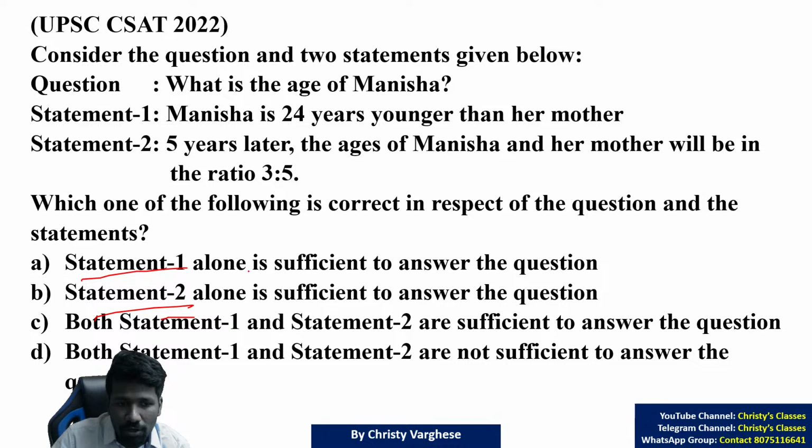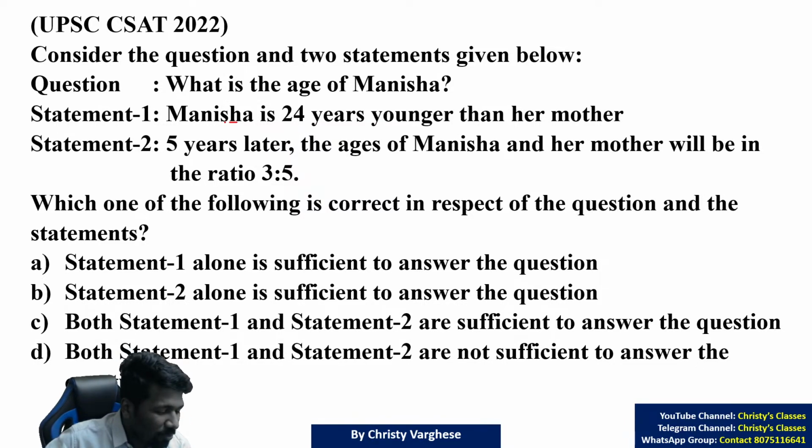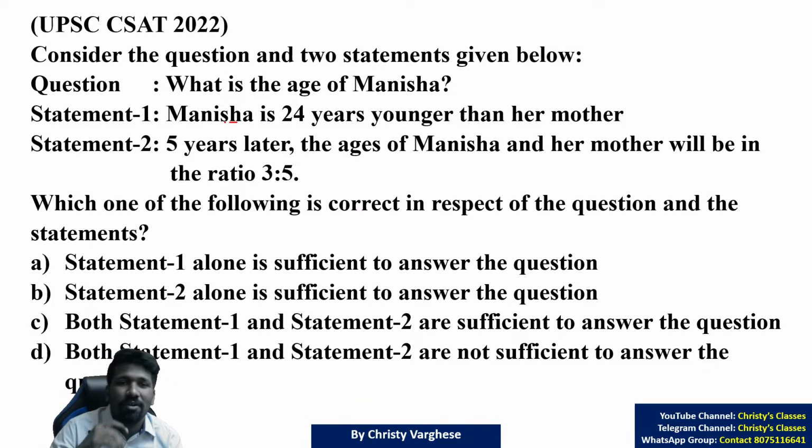Statement 1 alone is sufficient or not, let us check. Manisha is 24 years younger than her mother. Just think in real life. Without knowing Manisha's age or her mother's age, can you say what is the age of Manisha just by knowing that? Like you have a friend Manisha, but you don't know how many years old she is. But Manisha is saying, I am 24 years younger than my mother. Is that information enough to answer what is Manisha's age? No, right? Because you don't know Manisha's mother's age either. That is why definitely statement 1 is not enough.